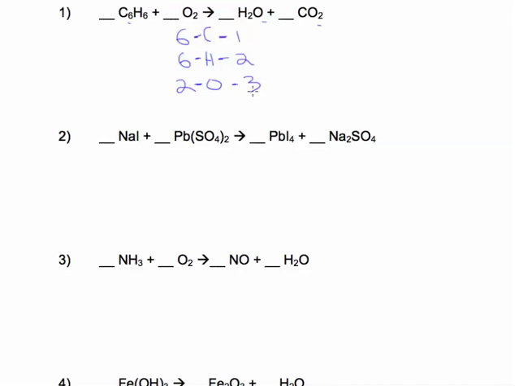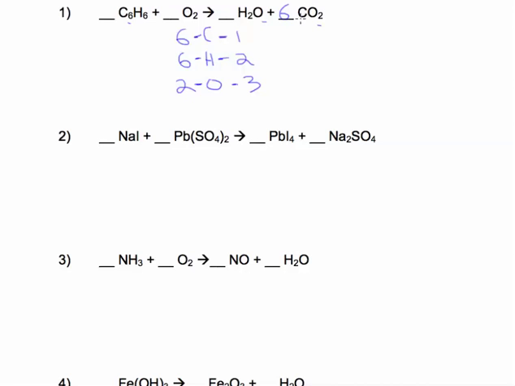One of the things I tell you in your rules is to save oxygen for last. Really, anytime you have an element in more than one place, like this oxygen here, it needs to be last, because changing other things changes it. So let's just balance our carbon first. If we have 6 on the left and only 1 on the right, we have to make there be 6 on the right. The only way to do that is to put a coefficient of 6 right here.